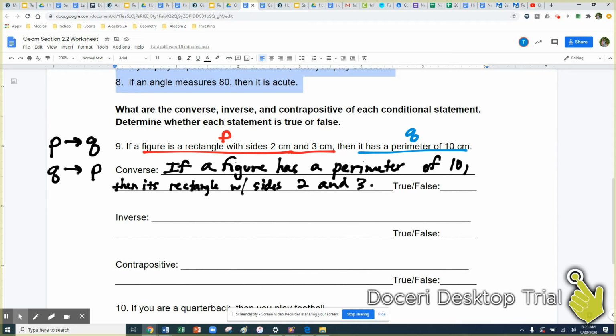If you have a figure with perimeter 10, does that mean it's a rectangle with sides 2 and 3? Is that true? No. So who's got a counterexample for me?